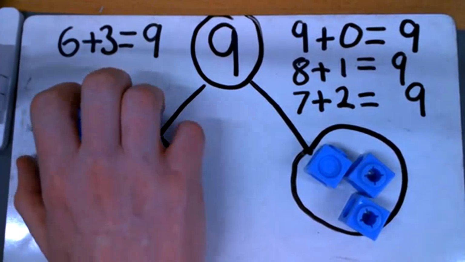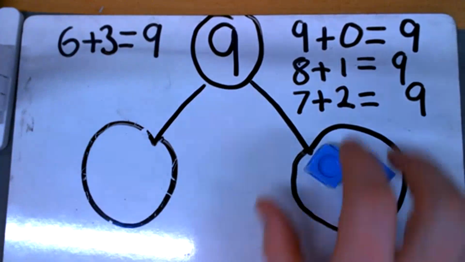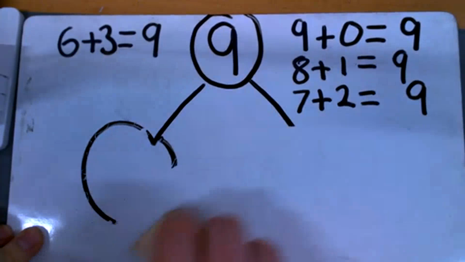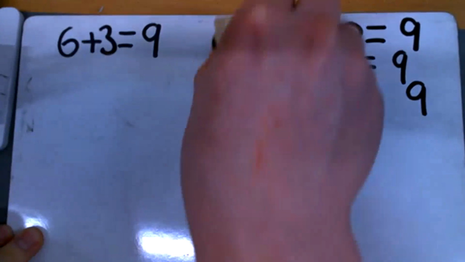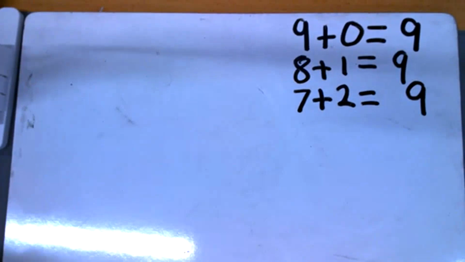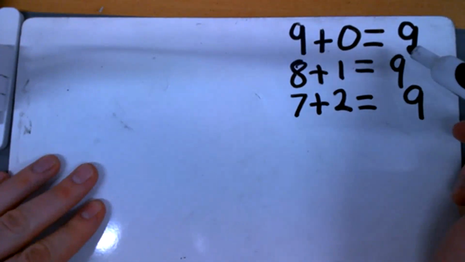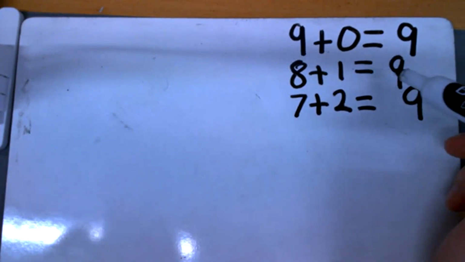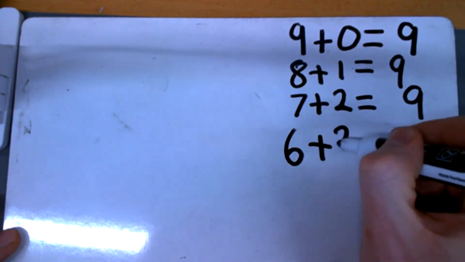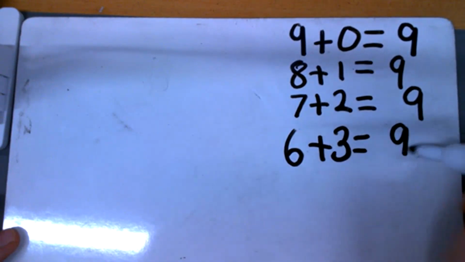Okay, I'm going to quickly rub this off and I'm going to write it out in a line. So I've got my 9 plus 0 is 9. 8 plus 1 is 9. 7 plus 2 is 9. And I also did 6 plus 3 equals 9.